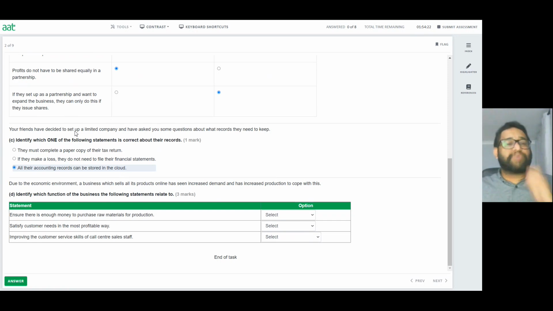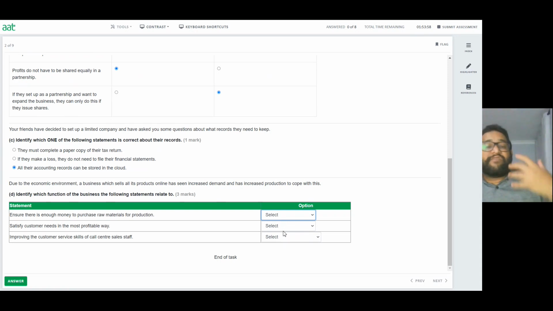Okay, so the next one we're looking at: due to the economic environment, a business which sells all its product online has seen increased demand and has increased production to cope with this. Identify which function of the business the following statements relate to. Ensure there is enough money to purchase raw material for the production. Who do you think it is? Is it finance, operation, or sales or marketing?